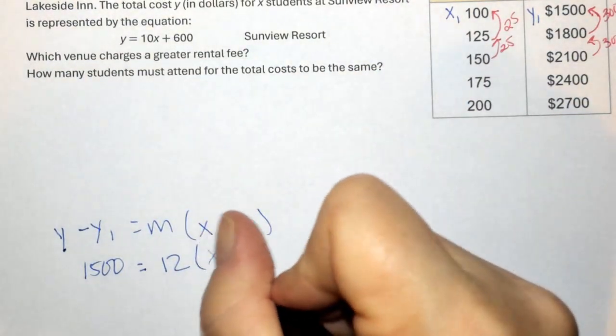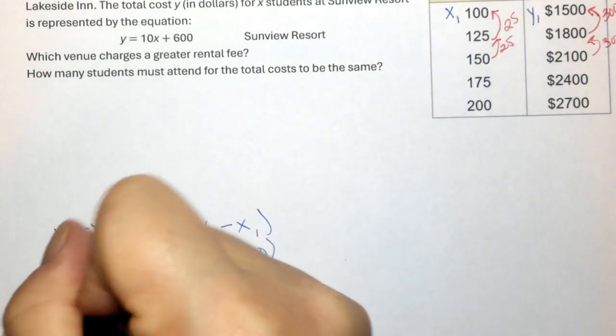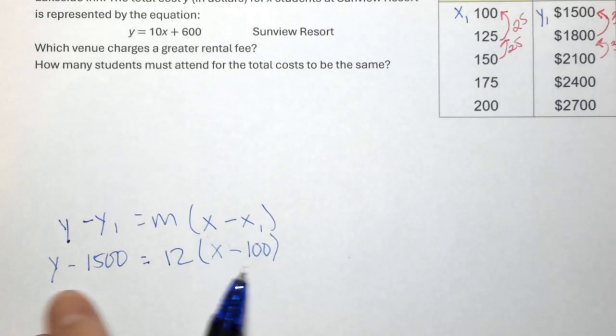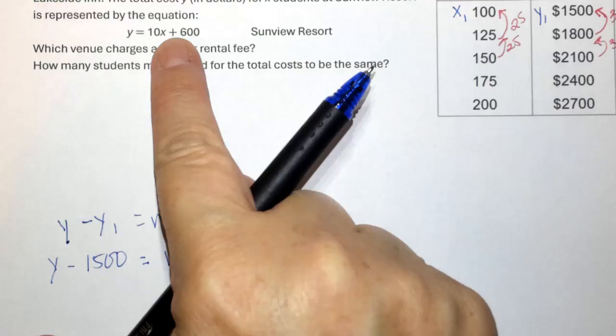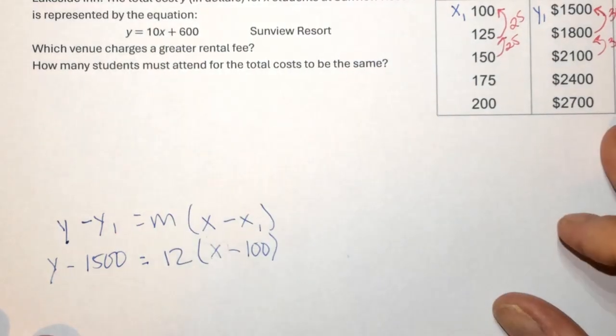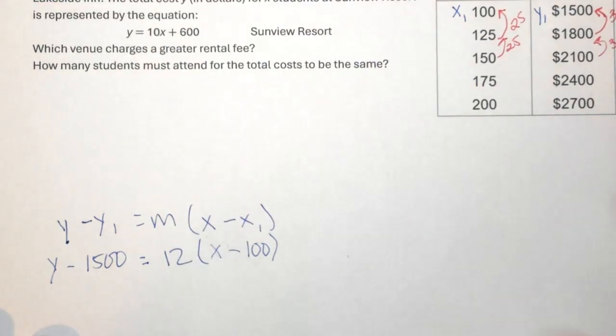We got x minus 100, and just bring the rest down. We should end with a y and an x in our equation because remember, we're trying to make it match up to this. All right, so now let's solve.